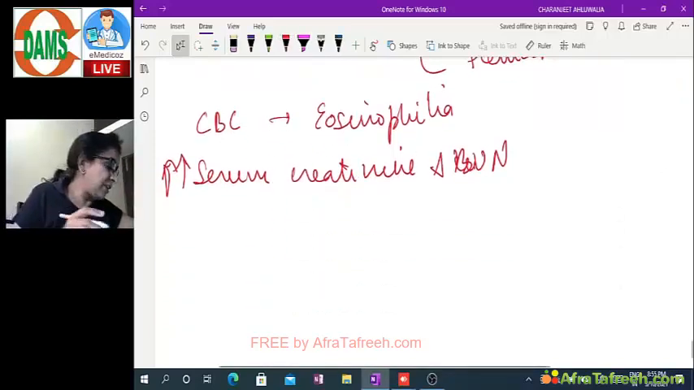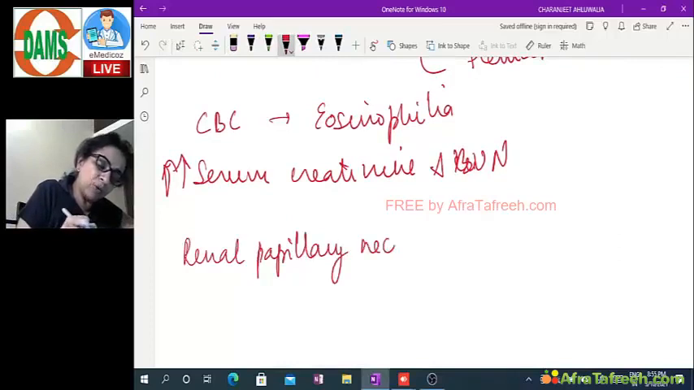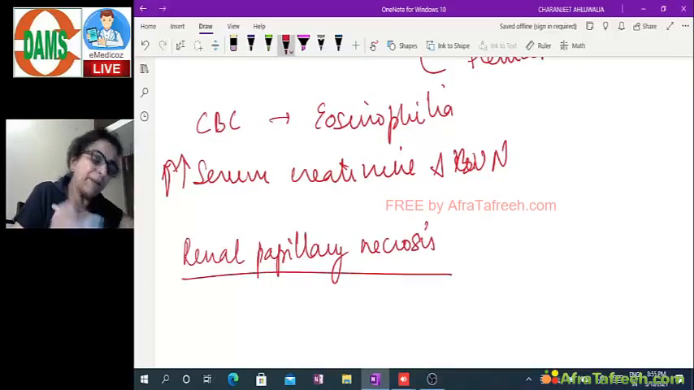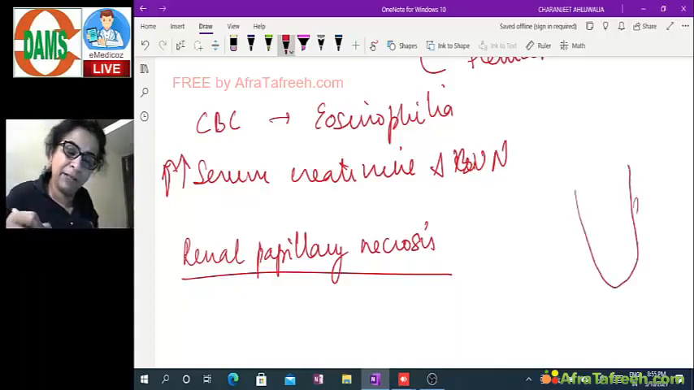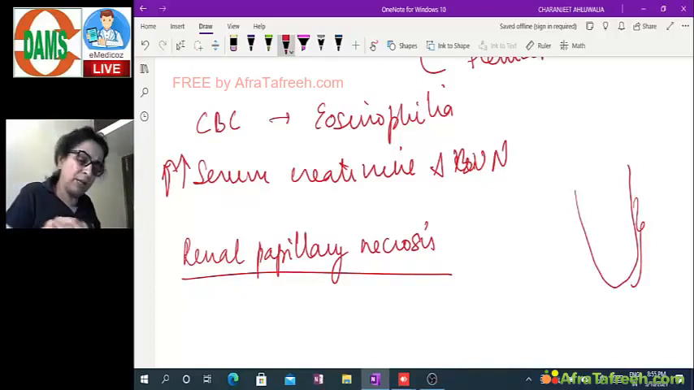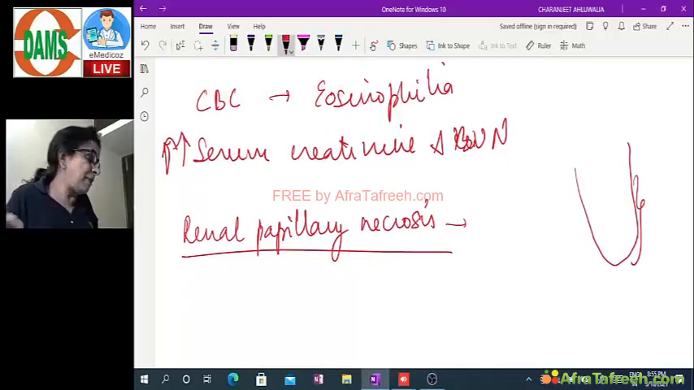Achha, now there is an entity called renal papillary necrosis. We studied what the renal papilla is. This is the renal pyramid, and the distal two-thirds part is called the papilla. Now this can undergo necrosis. So what is renal papillary necrosis? The papillae slough off.